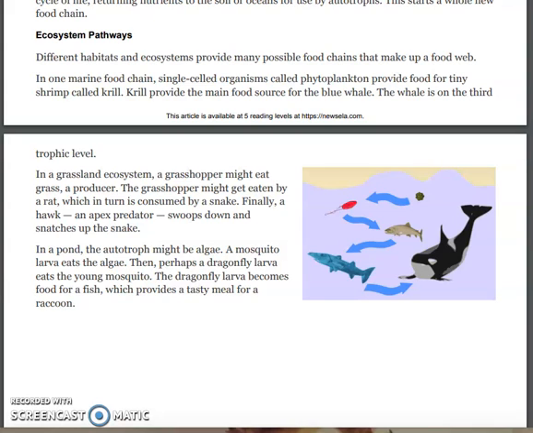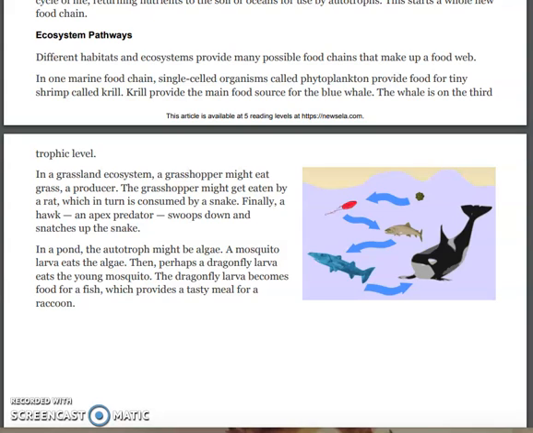In a grassland ecosystem, a grasshopper might eat grass, a producer. The grasshopper might get eaten by a rat, which in turn is consumed by a snake. Finally, a hawk, an apex predator, swoops down and snatches up the snake. In a pond, the autotroph might be algae.